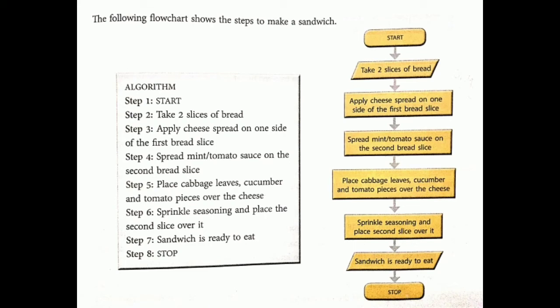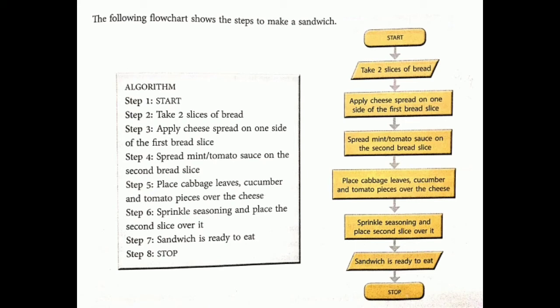Again, the next step is processing. Inside that we write place cabbage leaves, cucumber and tomato pieces over the cheese. Again, a processing step comes, that is we sprinkle seasoning and place the second slice over it. And the last one is output, that is the sandwich is ready to eat. Output should be written inside a parallelogram. So we write sandwich is ready to eat inside the parallelogram. And at last, inside the oval shape we write the stop command.